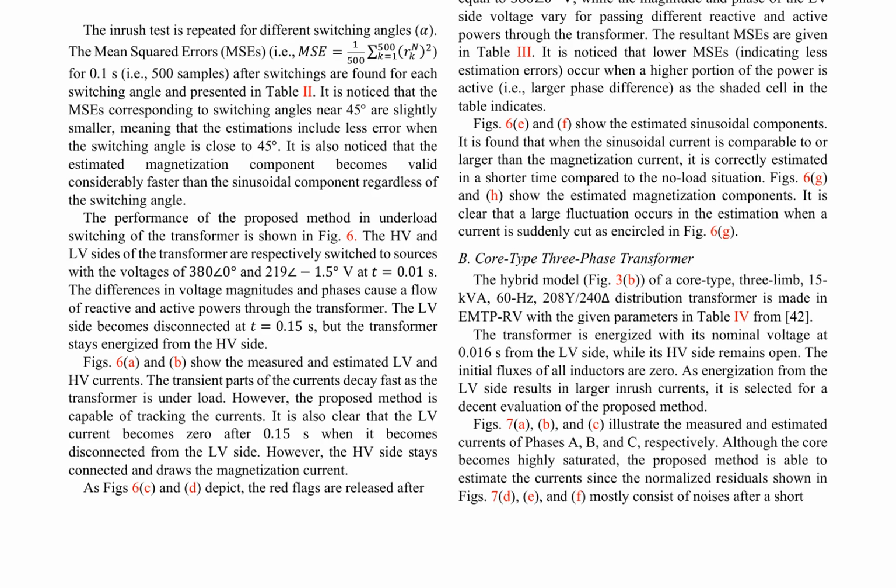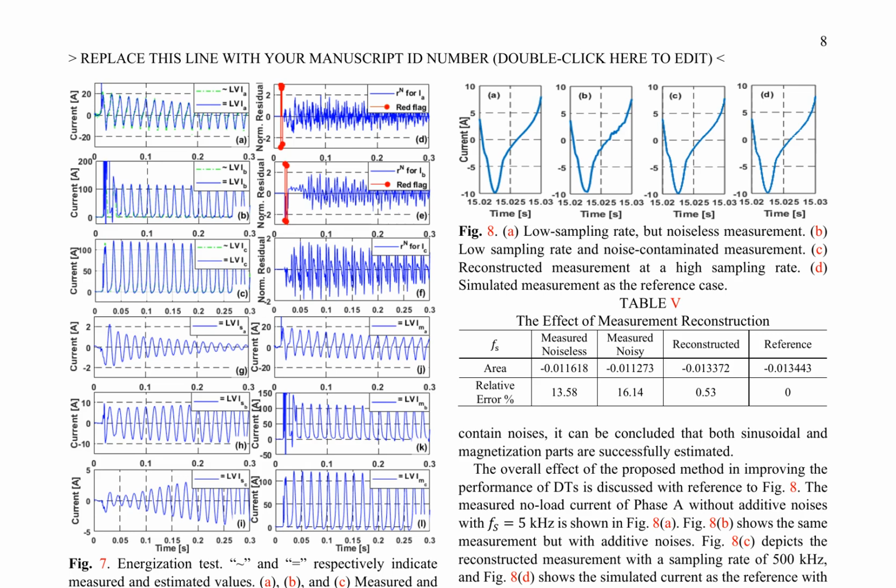In the underload switching test, the differences in voltage magnitudes and phases cause a flow of reactive and active powers through the transformer. The proposed method is capable of tracking the currents, and it is clear that the LV current becomes zero after disconnection from the LV side. However, the HV side stays connected and draws the magnetization current. The normalized residuals show abrupt changes in both LV and HV currents due to the LV side switching.